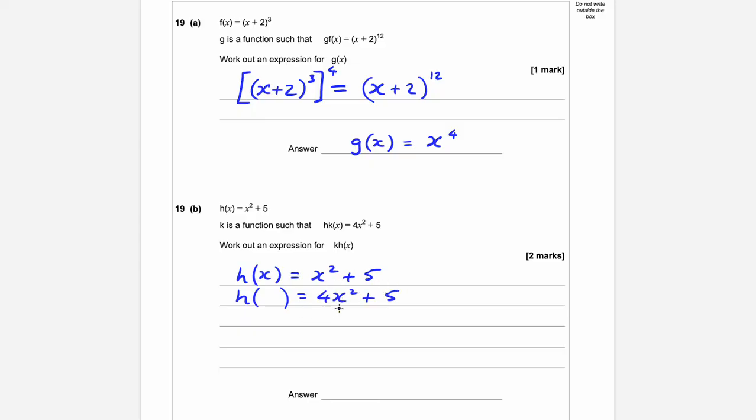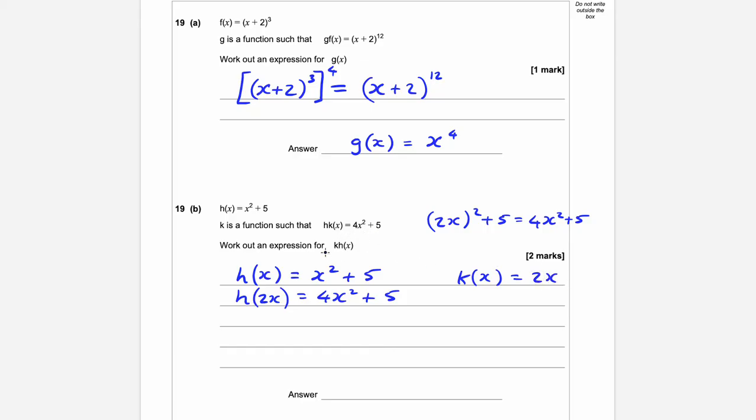So you have to kind of reverse engineer this. What do you put in instead of x to get 4x squared? Well, the answer, guys, hopefully you've seen it, is 2x. Because if you put 2x into this, you'll get 2x squared plus 5, which is 4x squared plus 5. Okay, so h of 2x is 4x squared plus 5. Therefore, k of x is equal to 2x.